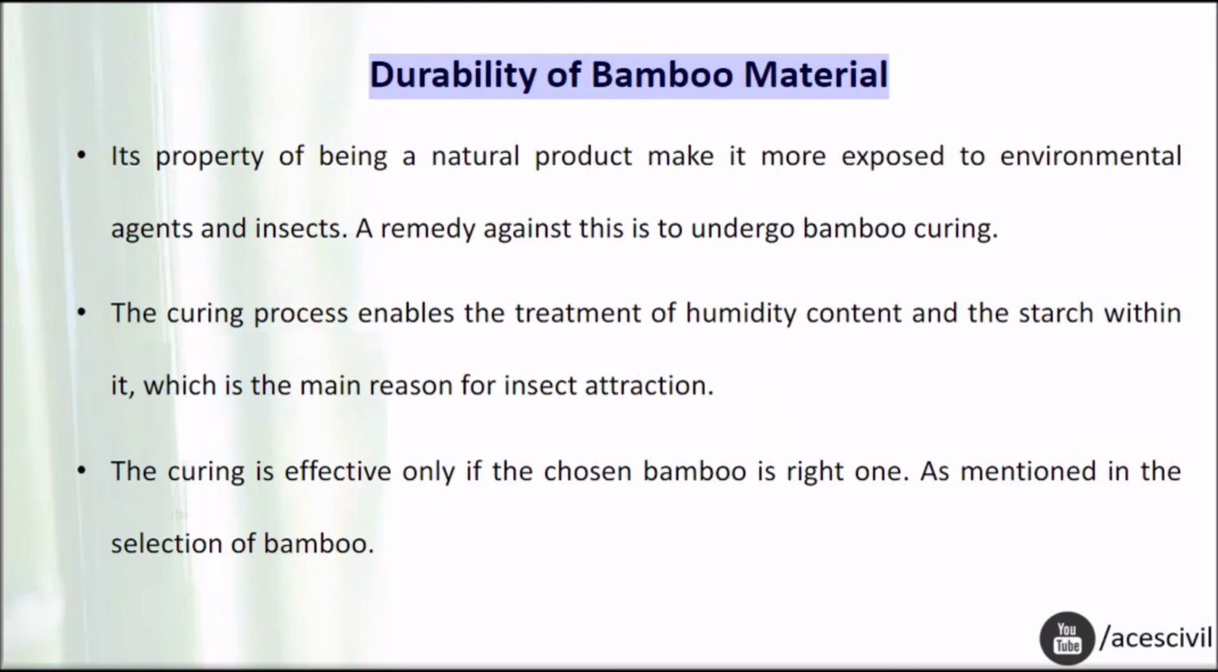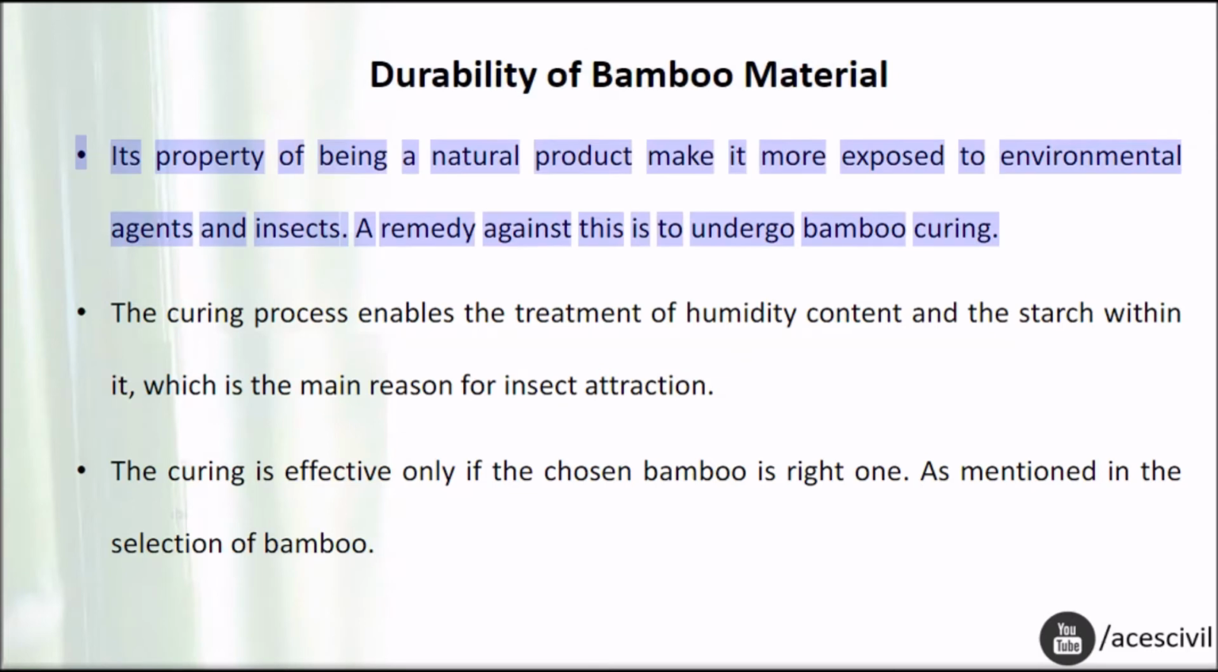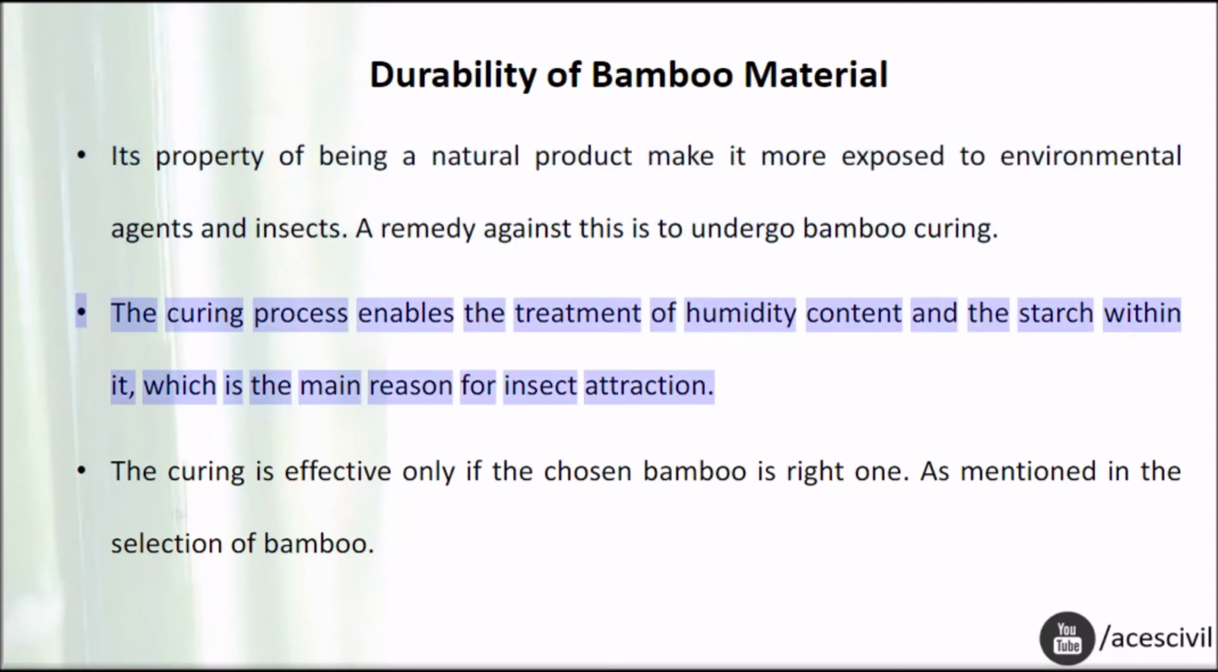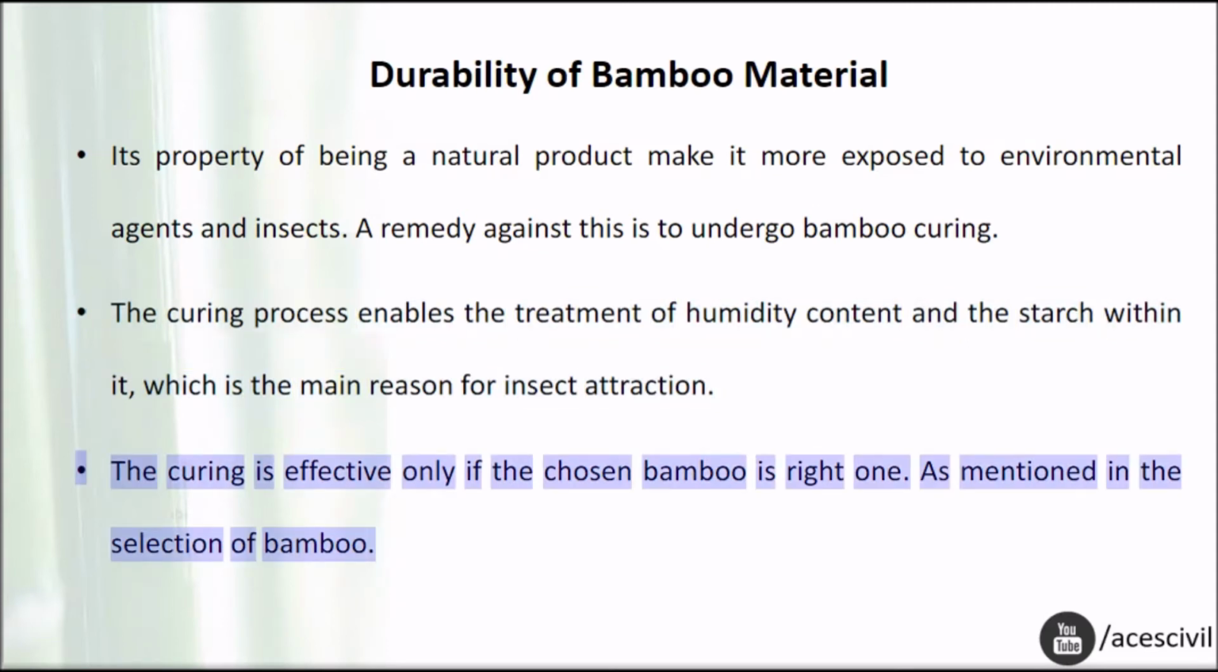Durability of bamboo material. Its property of being a natural product makes it more exposed to environmental agents and insects. A remedy against this is to undergo bamboo curing. The curing process enables the treatment of humidity content and the starch within it, which is the main reason for insect attraction. The curing is effective only if the chosen bamboo is the right one, as mentioned in the selection of bamboo.